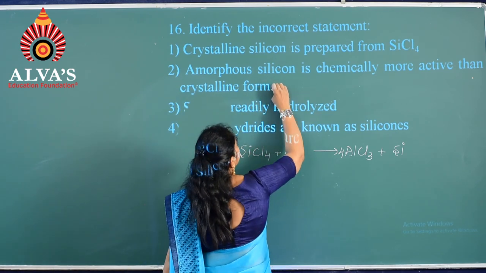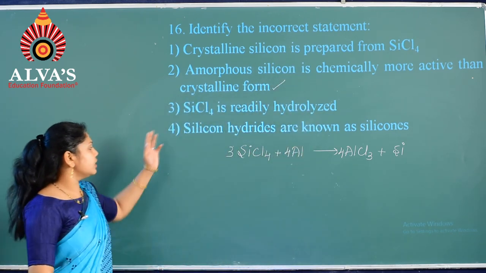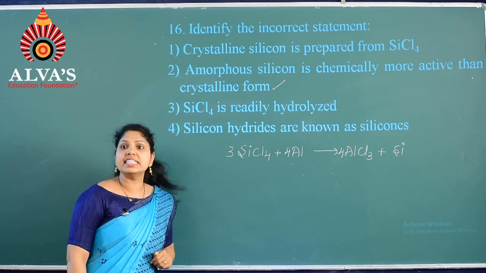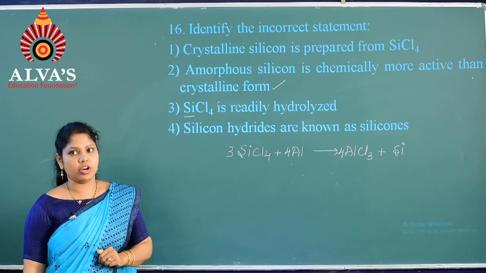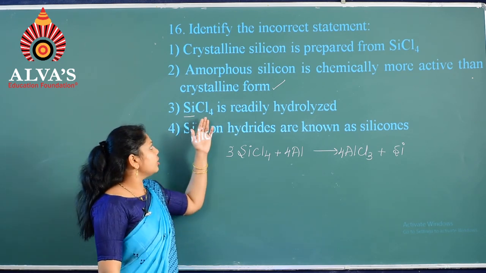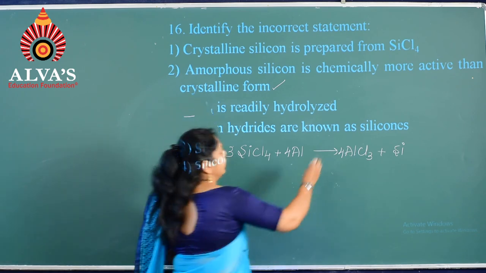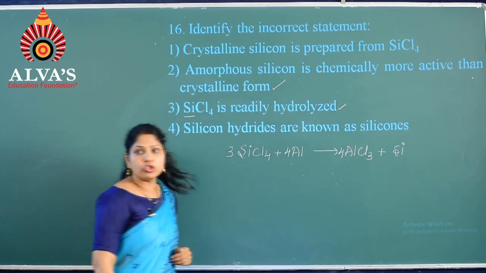Hence the second statement is also correct. If you go for the third statement, silicon tetrachloride is readily hydrolyzed. In silicon, there is a presence of vacant d orbital, due to which silicon tetrachloride is readily hydrolyzed. The third statement is also correct.